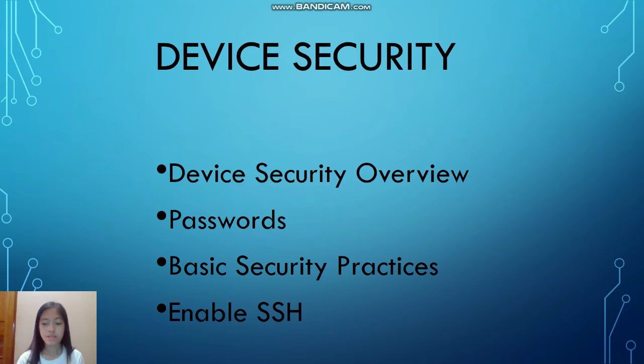Common endpoints are laptops, desktops, servers, smartphones, and tablets. Next, device security. Device security overview: when a new operating system is installed on a device, the security settings are set to the default values. In most cases, this level of security is inadequate. Passwords. To protect the network devices, it is important to use strong passwords.